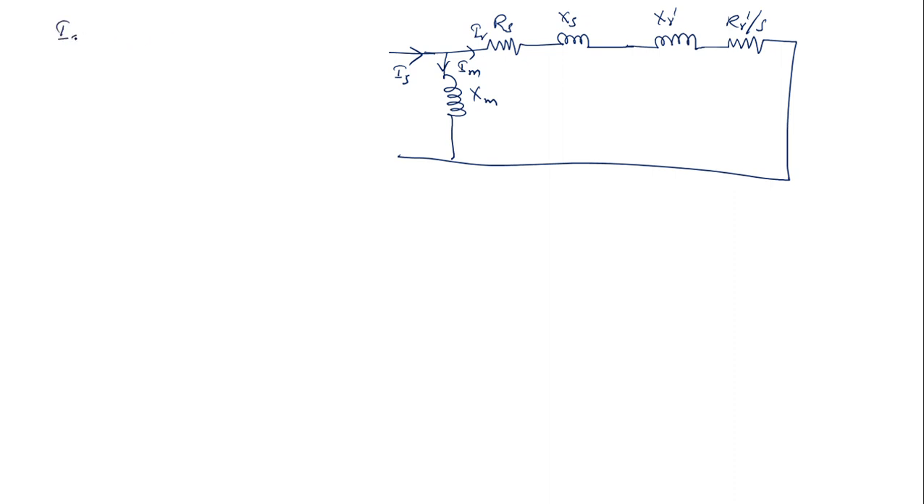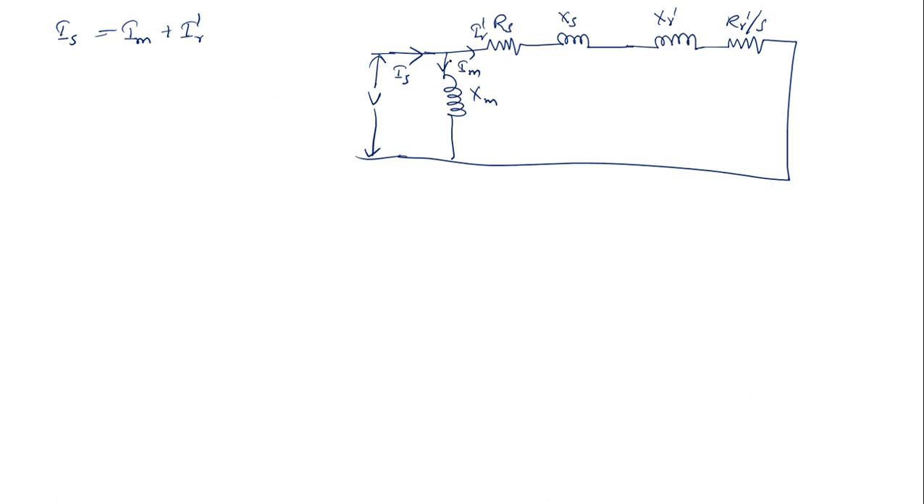This is going to be your terminal voltage V. My supply current is the sum of the magnetizing current as well as the rotor current, or you can say the stator current. Both are the same because you have used a simplified equivalent circuit. If I can find the value of IR dash and IM, I can find the supply current.